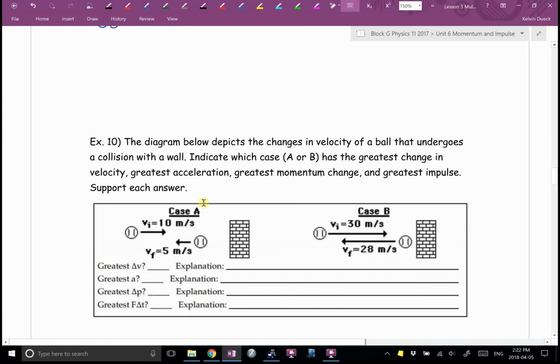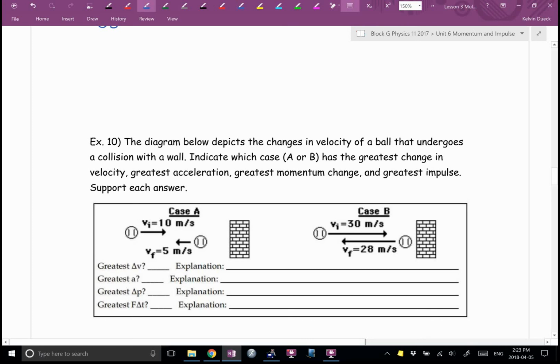Number 10, and we're done. The diagram below depicts the changes in velocity of a ball that undergoes a collision with the wall. Indicate which case, A or B, has the biggest change in velocity, acceleration, momentum change, and impulse. And let's support each answer. Okay, we got some numbers here. Which one of these has the biggest change in velocity?